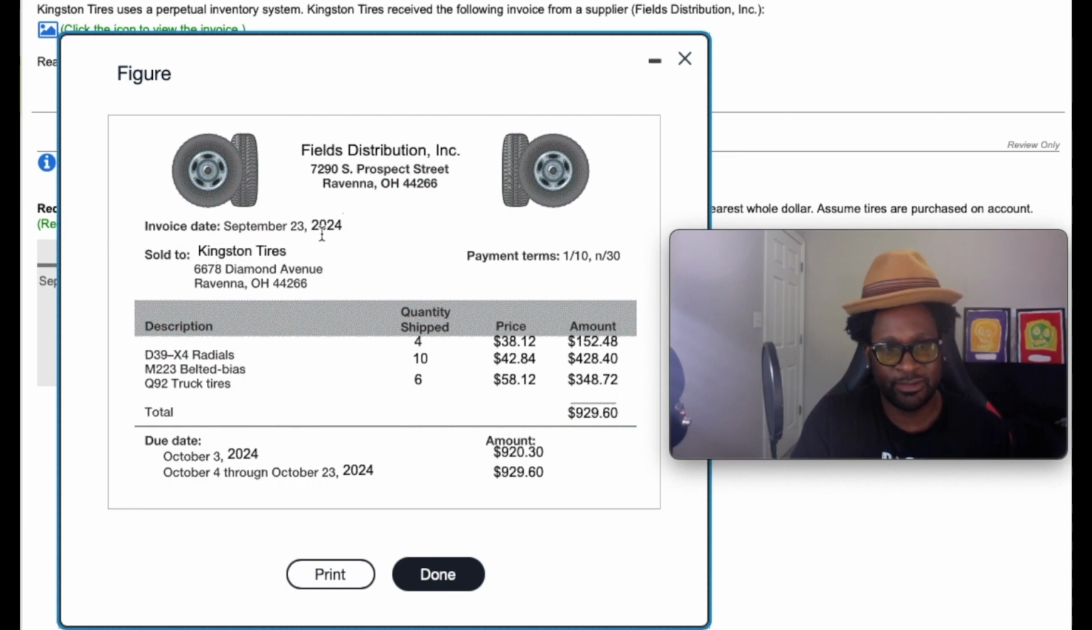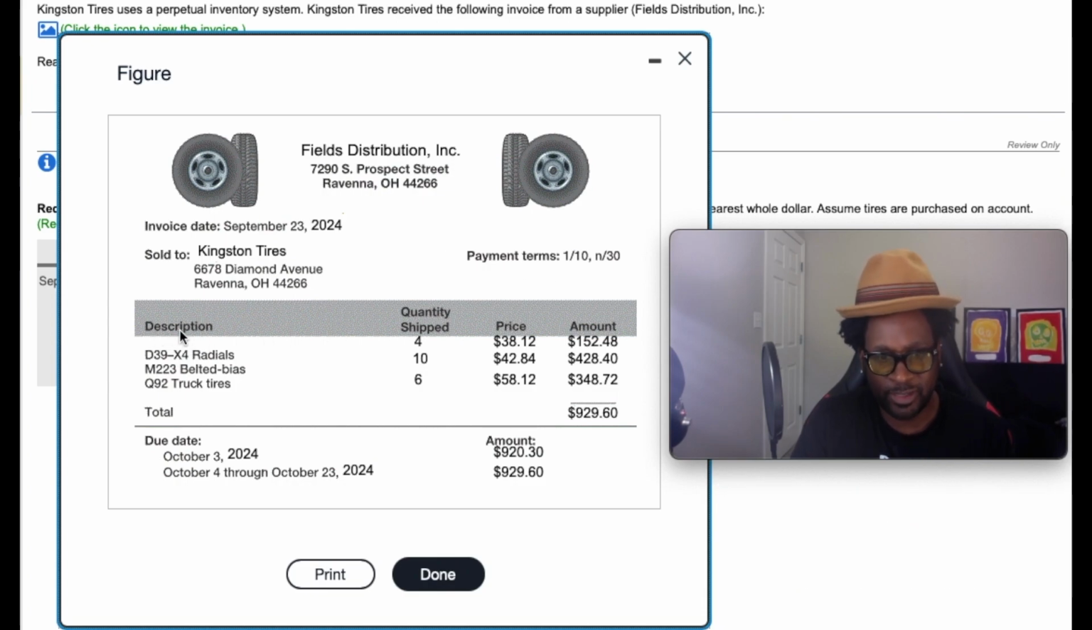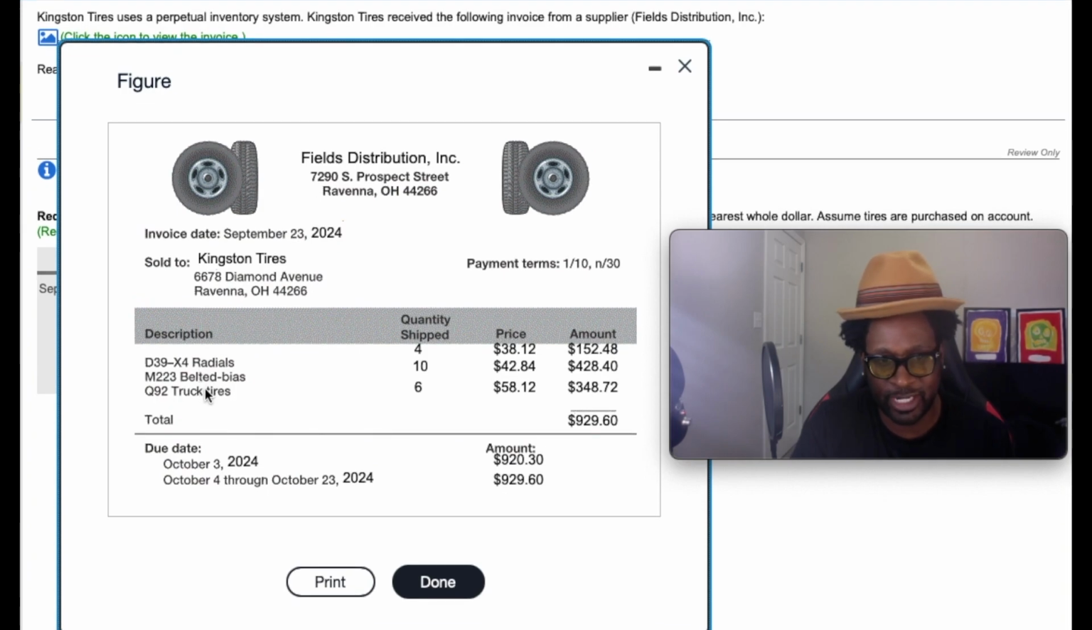So the invoice date was September 23rd. We have some discount terms we see over here of 1/10, net 30, which means that if we pay within 10 days from the initial invoice date, we get a 1% discount on whatever we pay for. And then they give us some information about what was purchased. So we bought a couple of items, 3 items to be exact, with various quantities and prices.